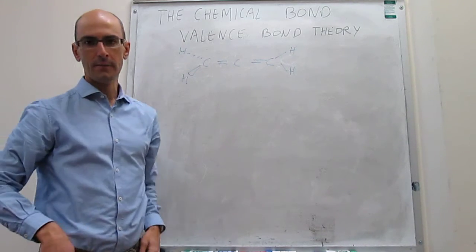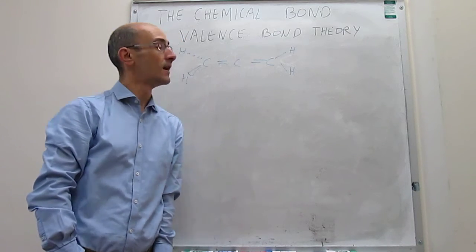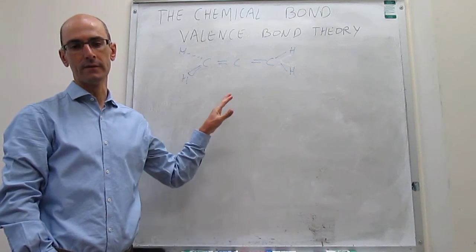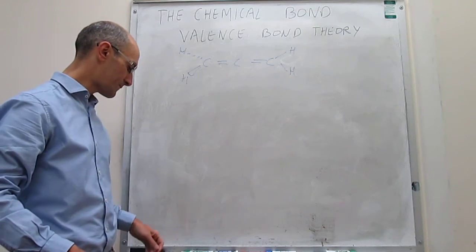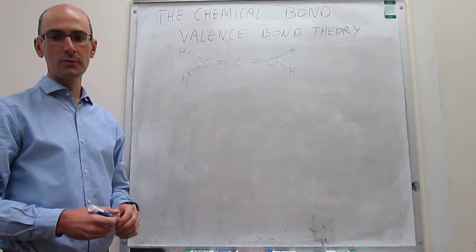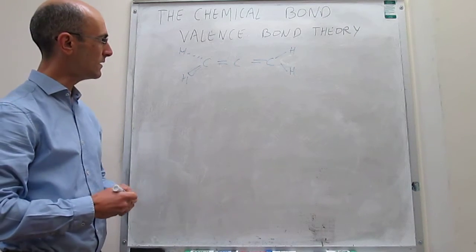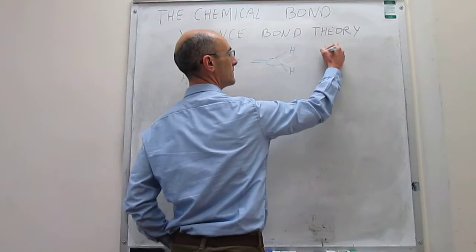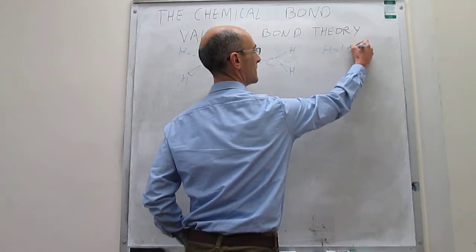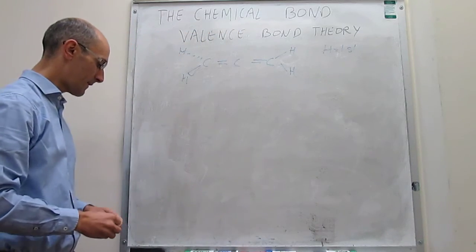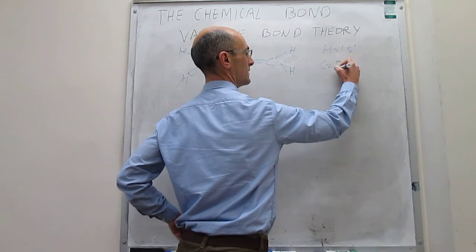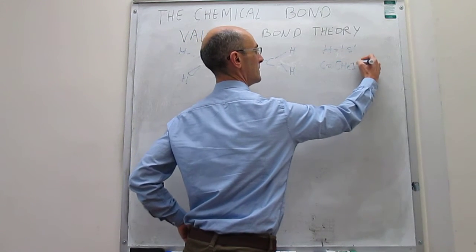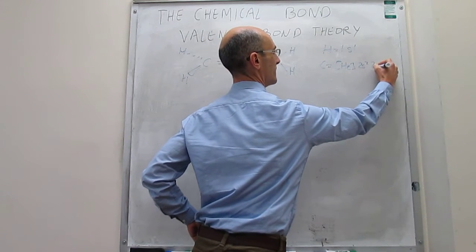So the purpose of this video is to see how we can come up with this geometry for the molecule within the framework of valence bond theory. The first thing we do is draw the electronic configurations of the atoms. Hydrogen is going to be 1s1, and carbon is going to be the electronic configuration of helium, and then 2s2, 2p2.